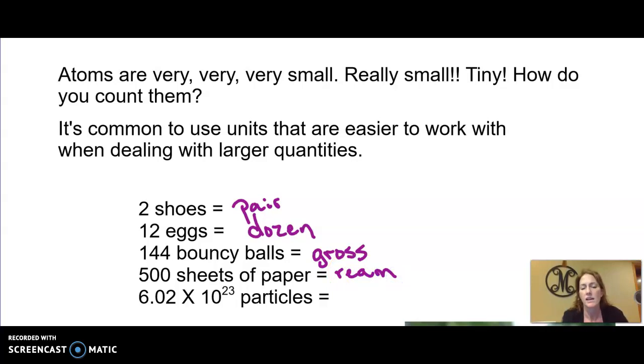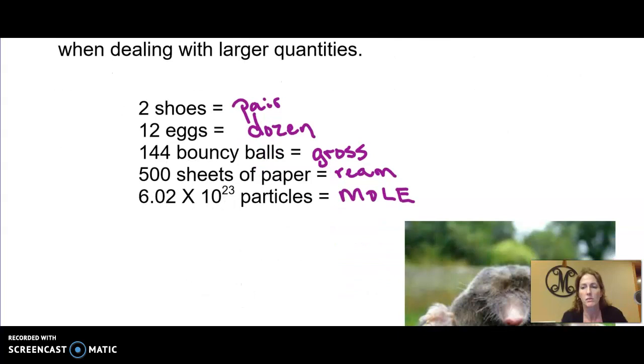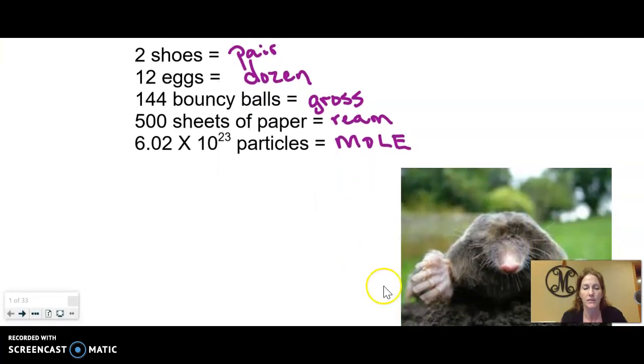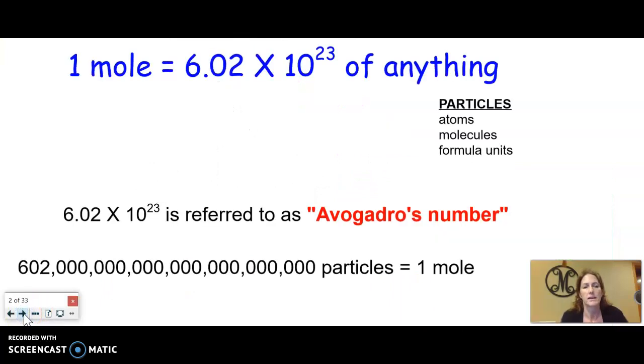And then finally, when it comes to a very large number, 6.02 times 10 to the 23rd particles, that is a mole. Mole is the SI unit for 6.02 times 10 to the 23rd particles. So here's a picture of our little mole down here. So how are we going to use this? We're going to use this as a conversion factor. 1 mole is 6.02 times 10 to the 23rd of anything.